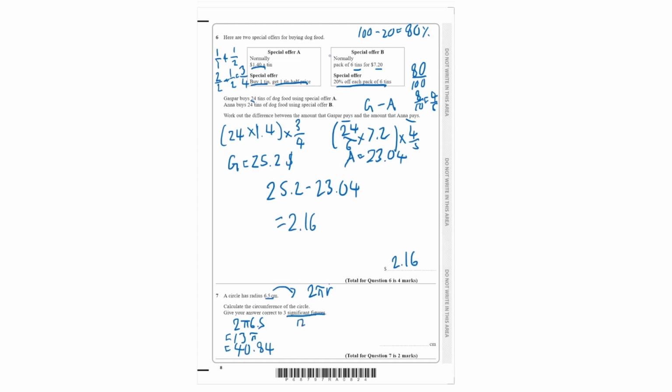To round to 3 significant figures: if the next digit is 1 to 4, we round down. If it's 5 to 9, we round up. And since the value after the third figure is 4, that means we round down. So our final answer is 40.8 centimeters as our circumference.